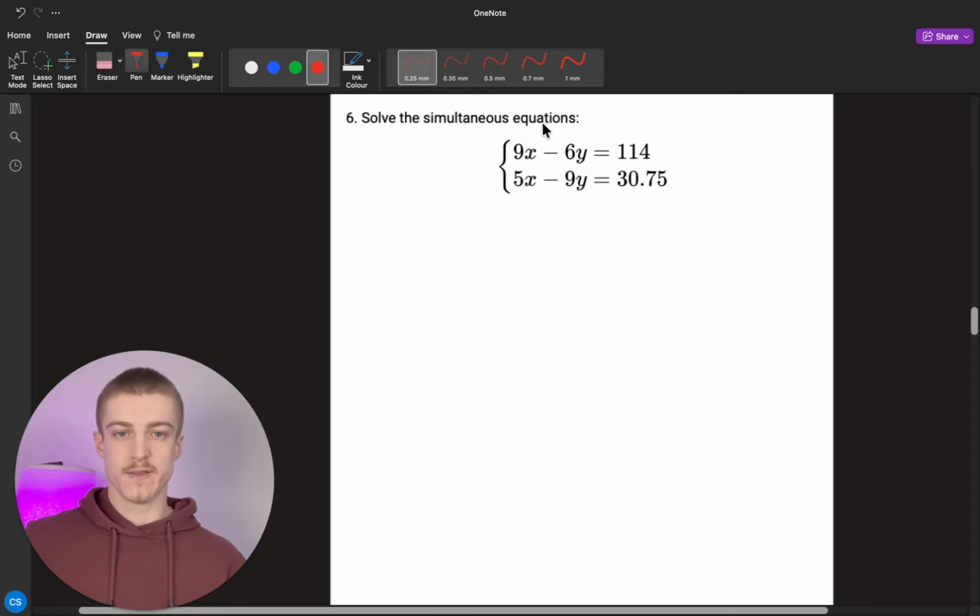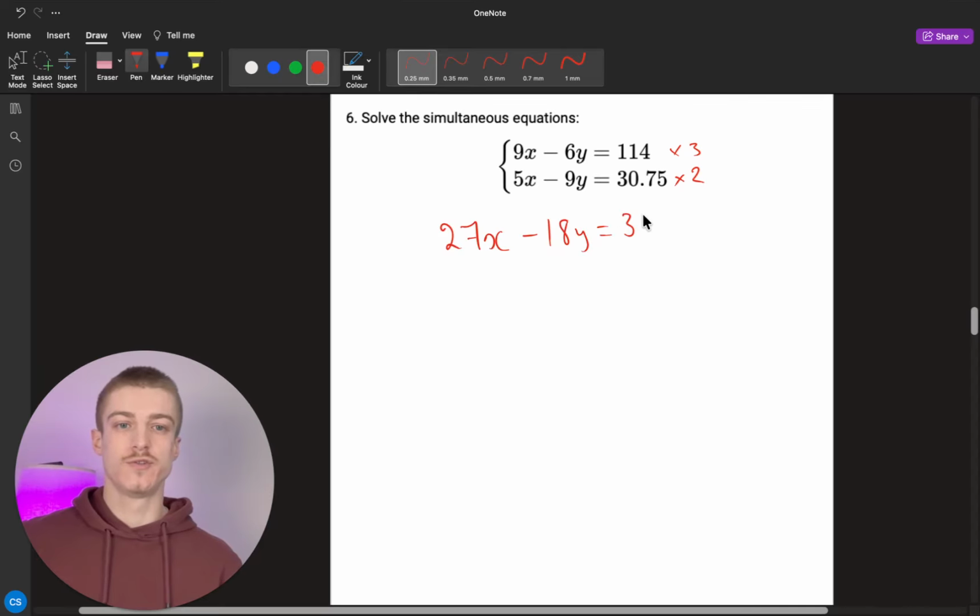So 9, 18, 27x minus 18y is 342. Then we have 10x minus 18y multiplying by 2. We get 61.5. Now we're looking at our signs. If the signs are different, we add them together to cancel them out. If they're the same, we subtract them.